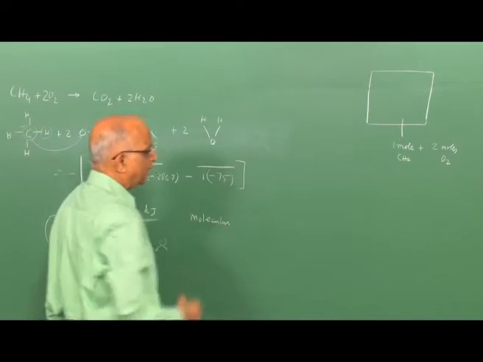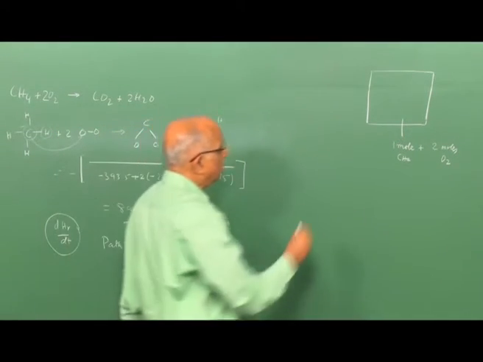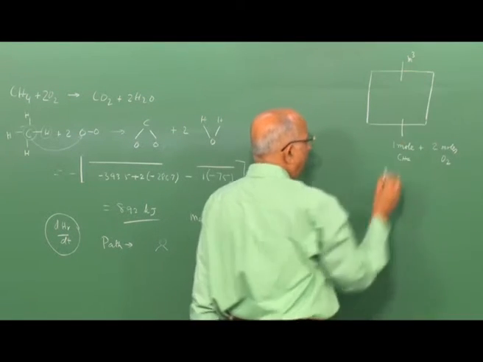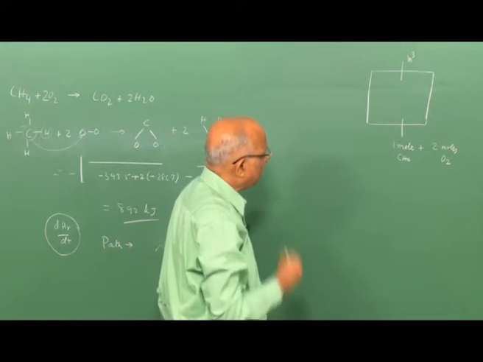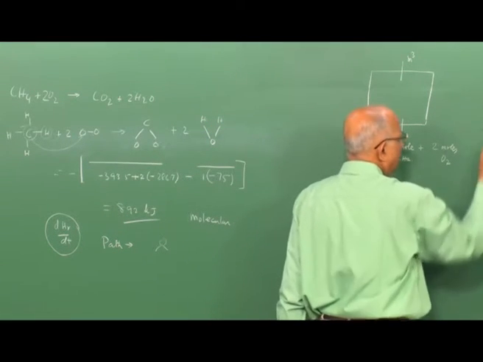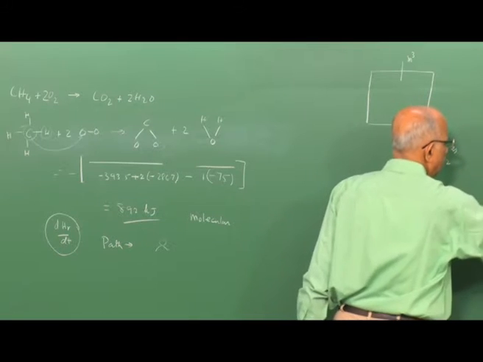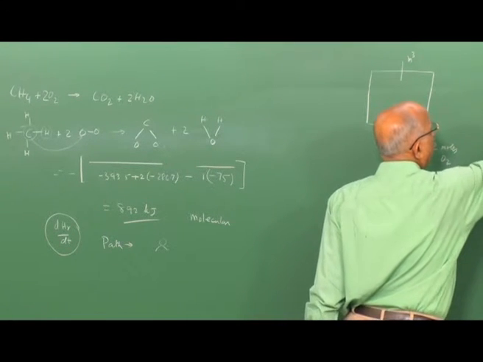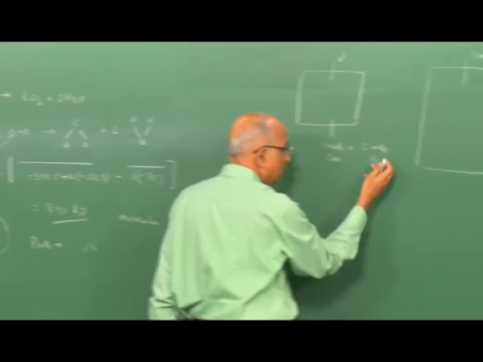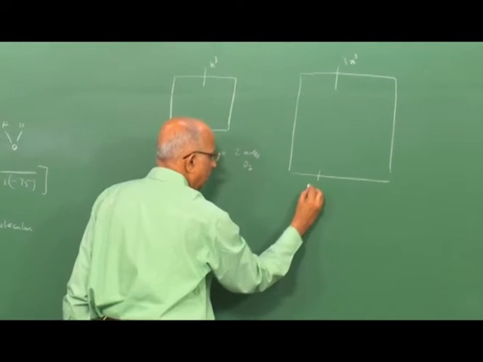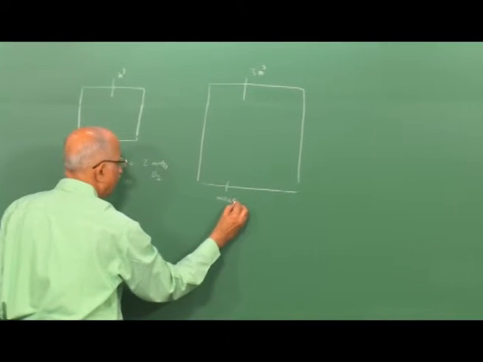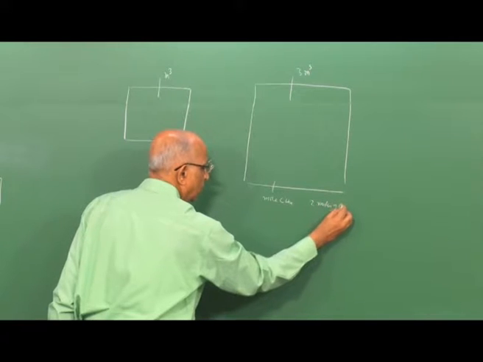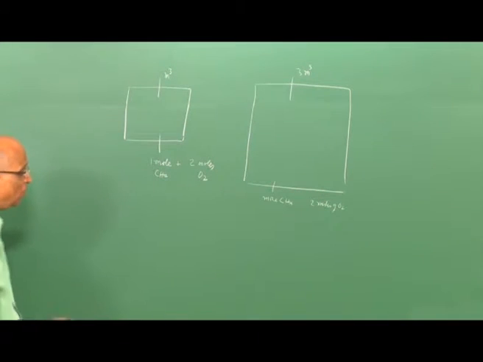And now I want to react it. This volume could be 1 meter cube. I also do a thought experiment. I could have a much larger volume. Let us say instead of 1 meter cube, I have 3 meter cube of volume. I put precisely the same amount here, namely 1 mole of methane and 2 moles of oxygen. Now, in the second case, what is going to happen?